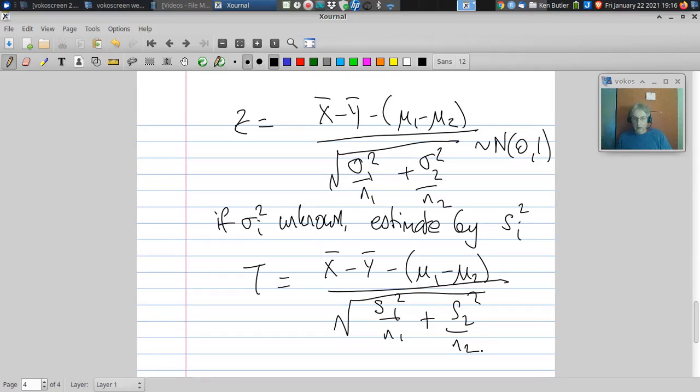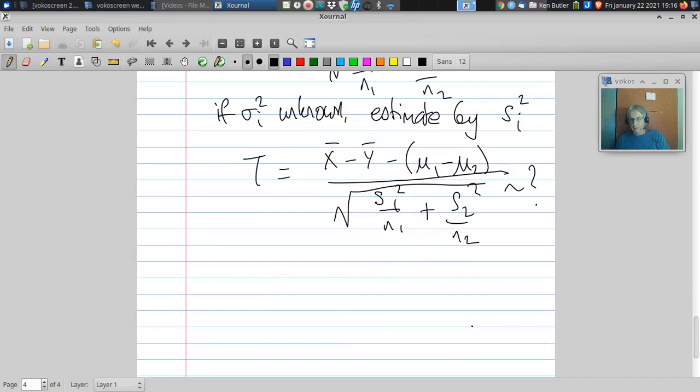So that thing, what distribution does that have? We don't know. We don't know what distribution that has because it's got random variables in it all over the place. X bar and y bar will vary from one sample to the next. S1 squared and s2 squared will also vary from one sample to the next. And that has a distribution that we don't know.